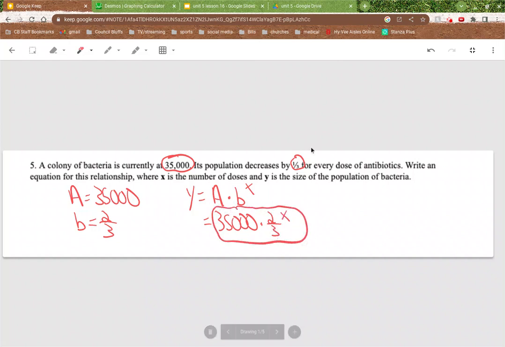So again, 35,000 is the initial value. And then if it's losing or decreasing by 1/3, that means it's keeping 2/3 of its value. In this case, 2/3 of its population. So this right here, what I circled, is the answer to number 5.